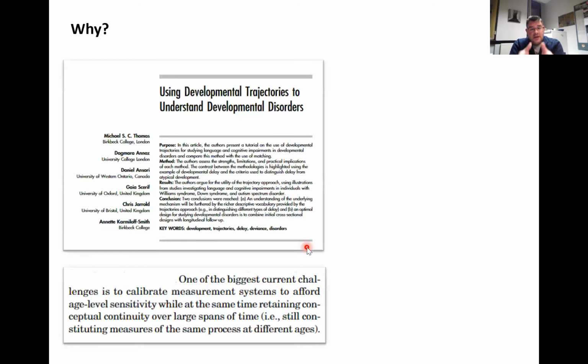So I think I'm going to leave the last word today to Michael. This is a great paper. I really, really like it. And one statement that stayed with me is shown at the bottom. It says, one of the biggest current challenges is to calibrate measurement systems to afford age-level sensitivity while at the same time retaining conceptual continuity over large spans of time. That is to say, still constituting measures of the same process at different ages.